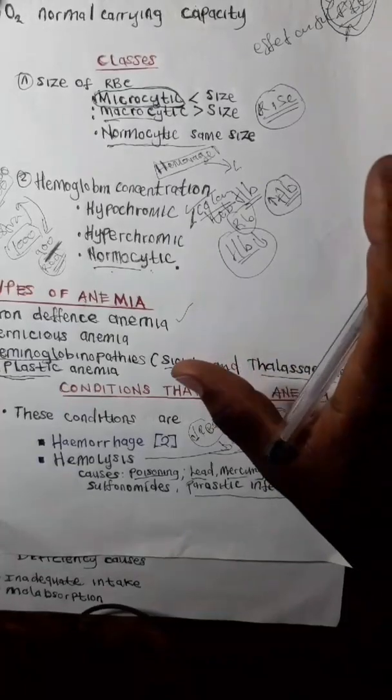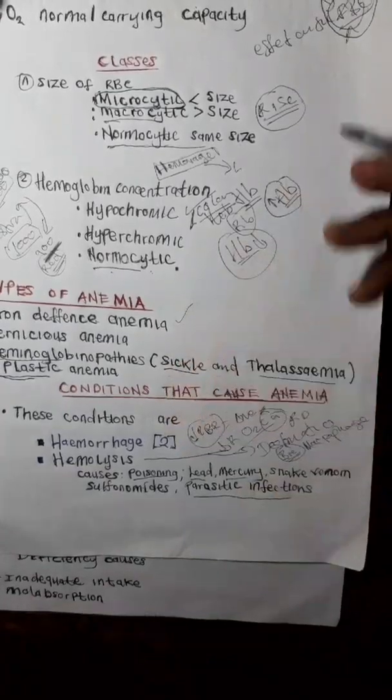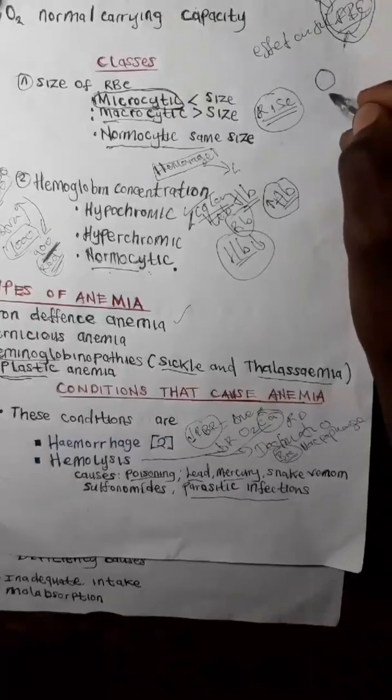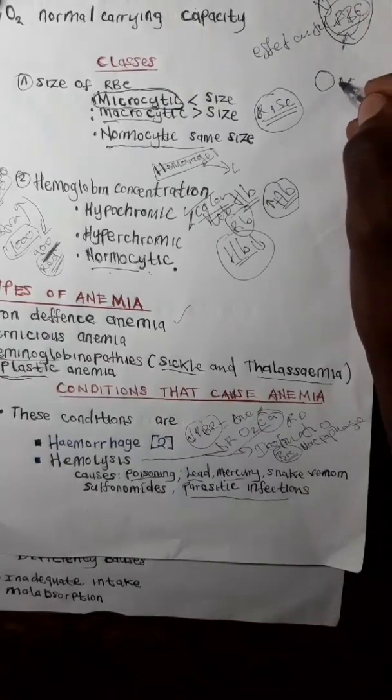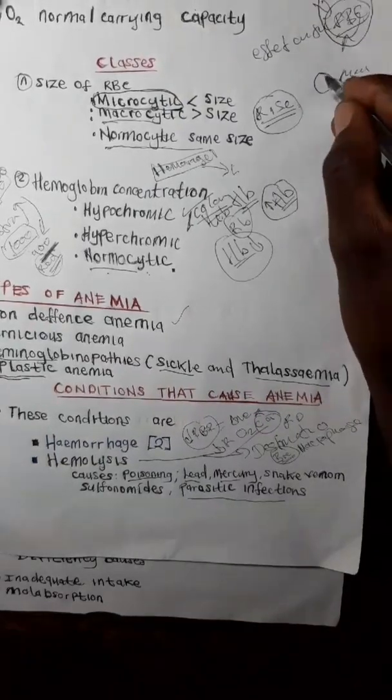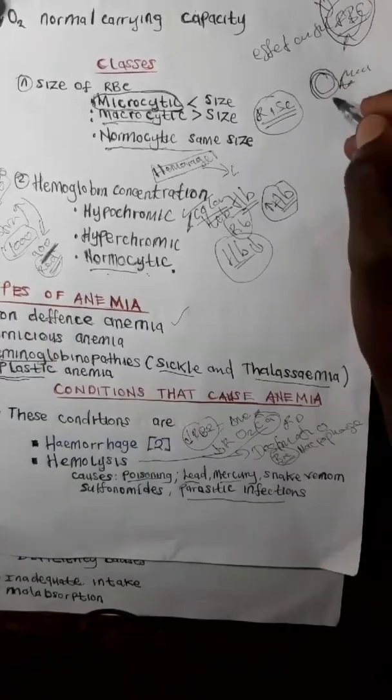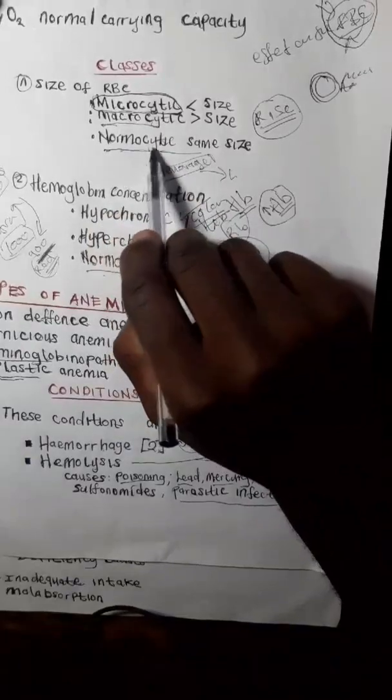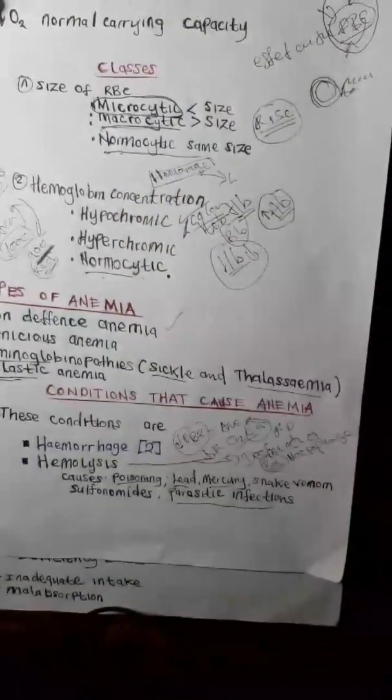Remember, the cell is not getting mature, as a result it still remains big as it is. So is it macrocytic or microcytic? It is definitely macrocytic anemia.